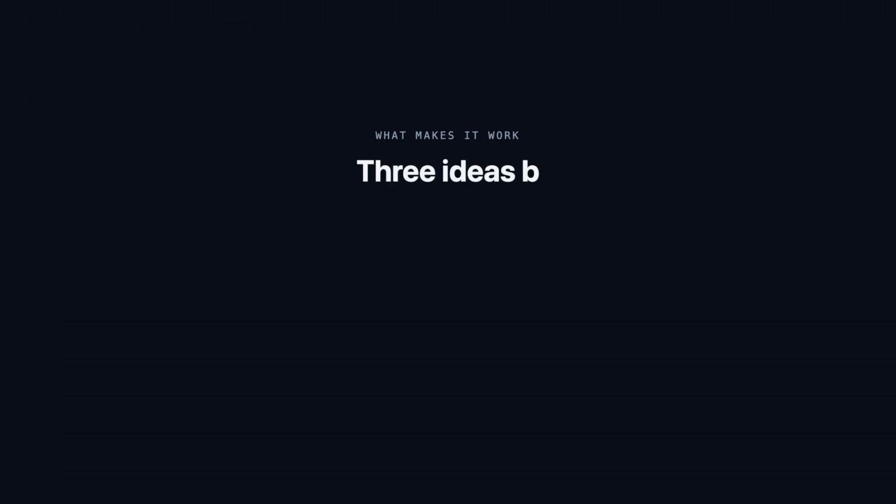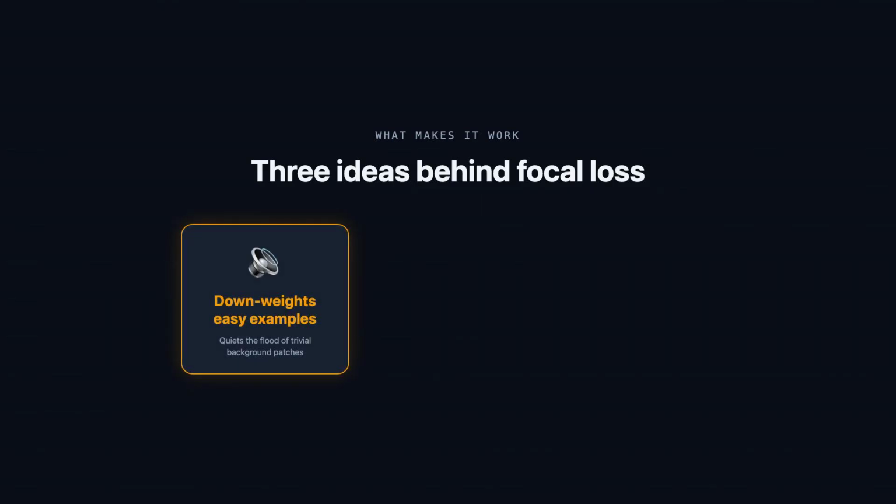Now that we've seen the mechanism, 3 ideas capture why focal loss matters. First, the loss downweights easy, well-classified examples. That's the entire trick. By quieting the flood of trivial background patches, it stops the model from wasting all its effort on cases it already handles perfectly, and instead spends that capacity where the real learning is.